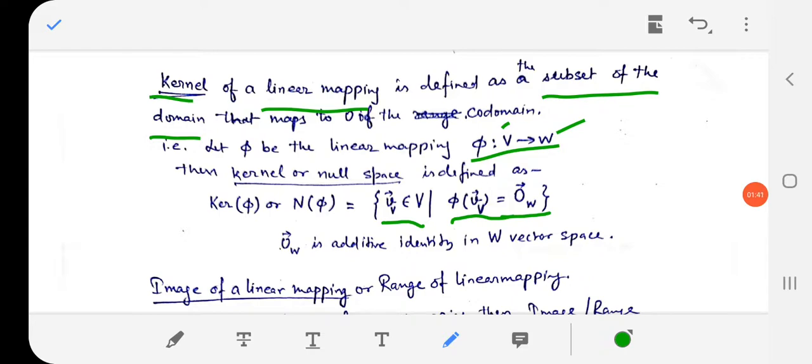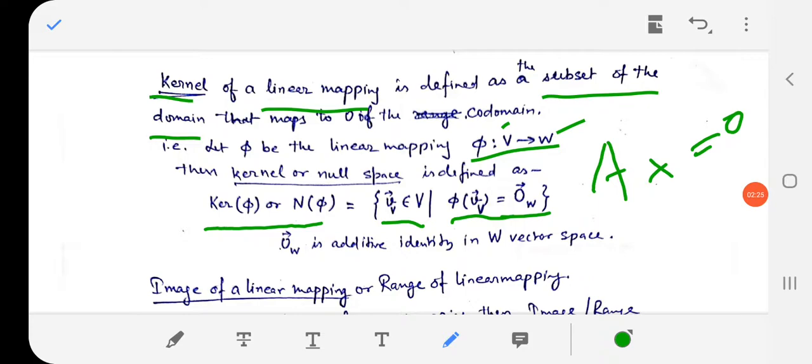If you have only the trivial solution to this equation, then the cardinality of the kernel is 1, because only 0 is mapping to 0. But if you have a non-trivial solution as well to the equation Ax equals 0, then definitely there are many points that are mapped to 0. And in that case, we have a kernel even other than zero.